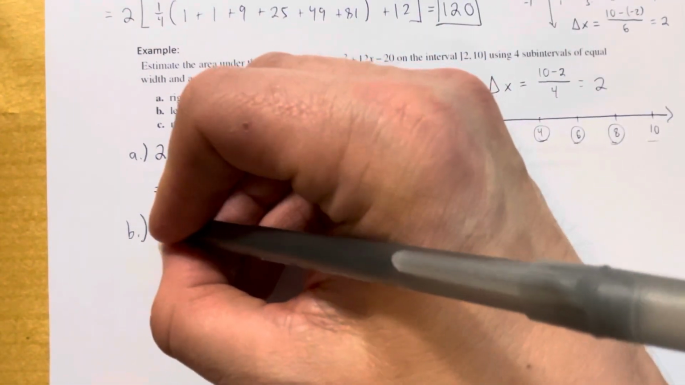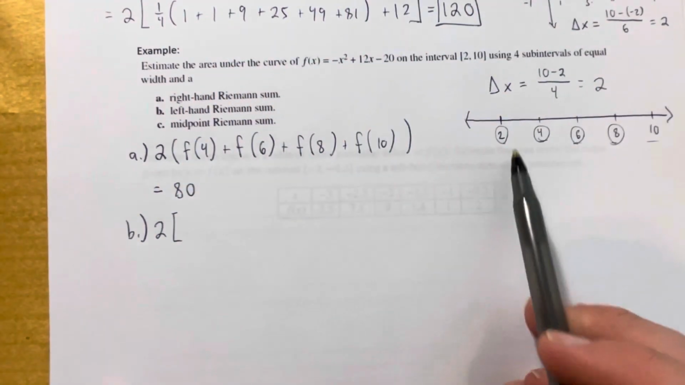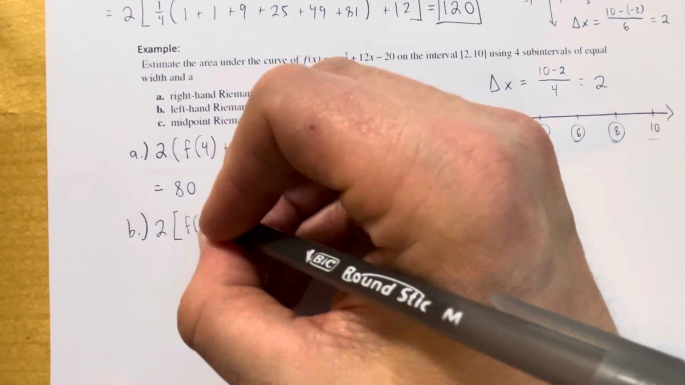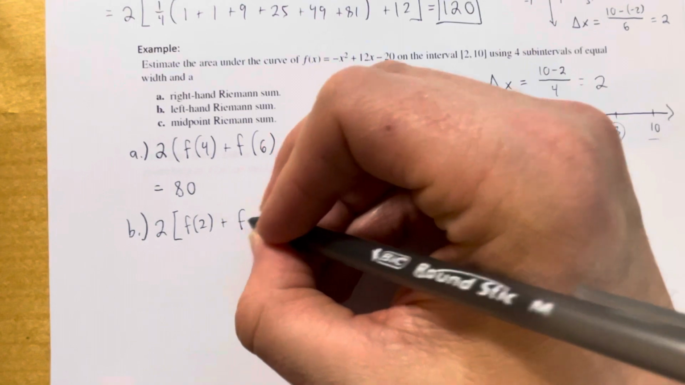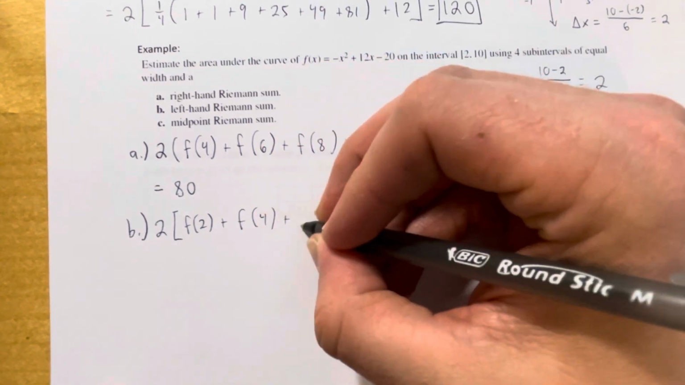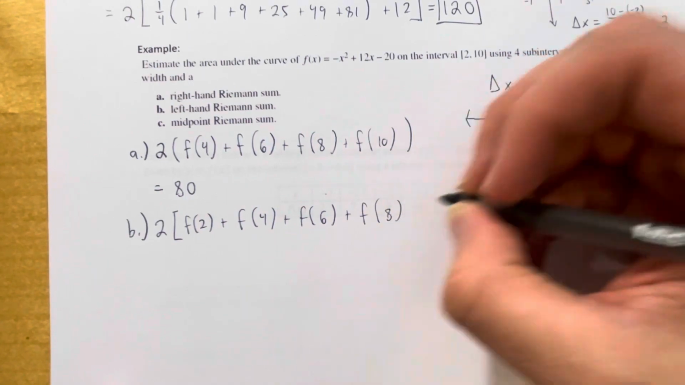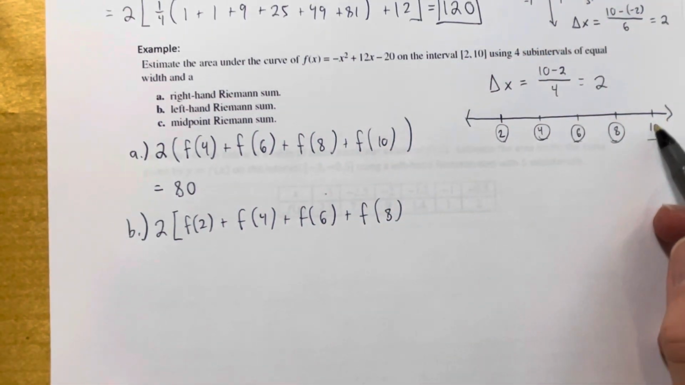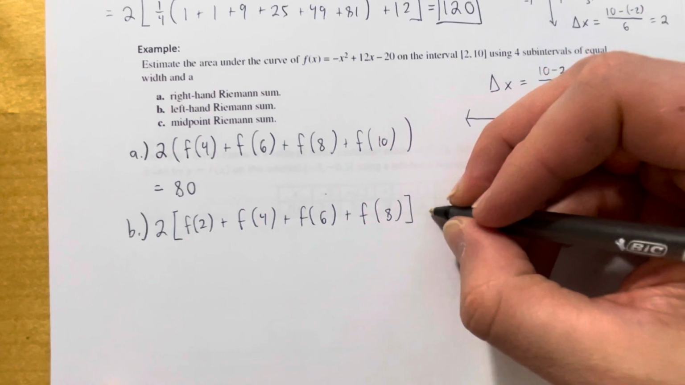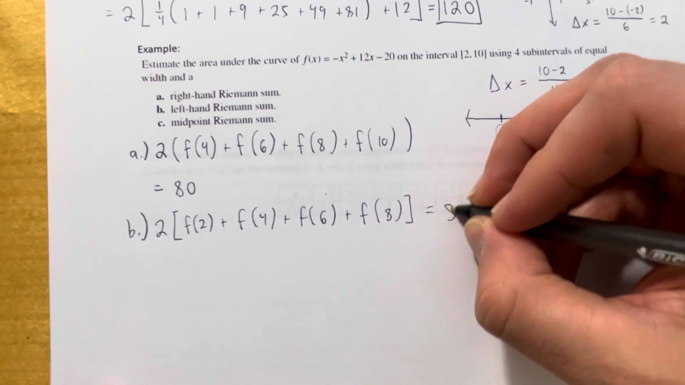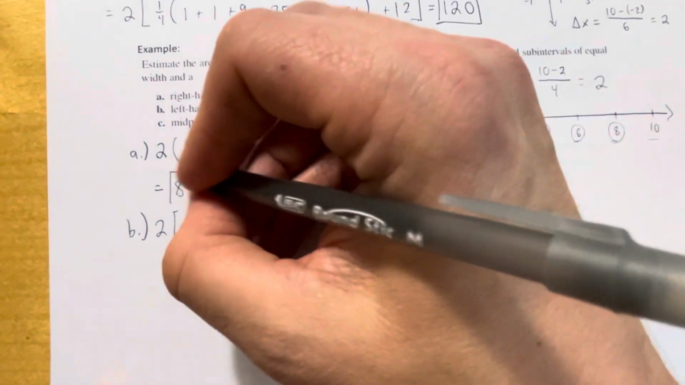So that's going to give me 2, again, times. Now we start with f of 2. And then we count by 2's. f of 4 plus f of 6 plus f of 8. We stop there because that is the last of the left endpoints. This, interestingly enough, also comes out to 80.